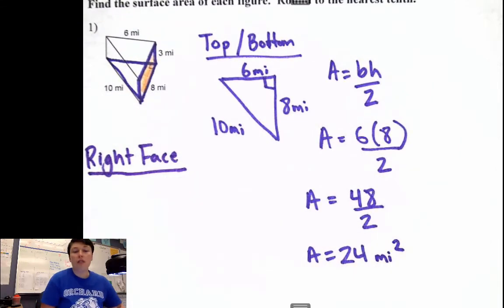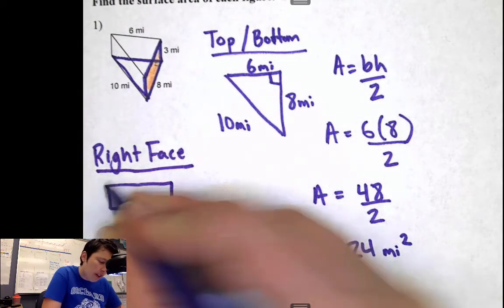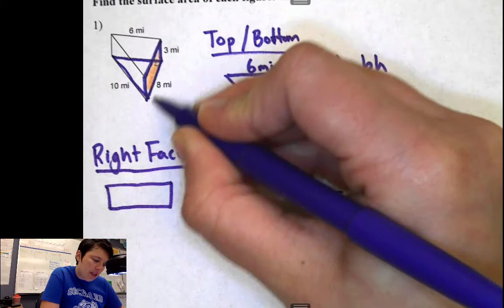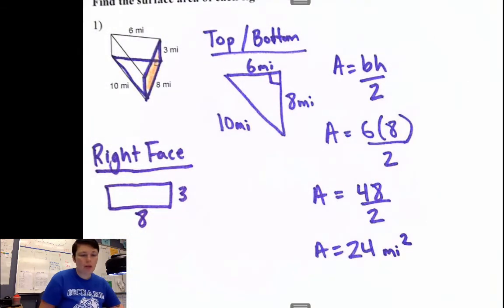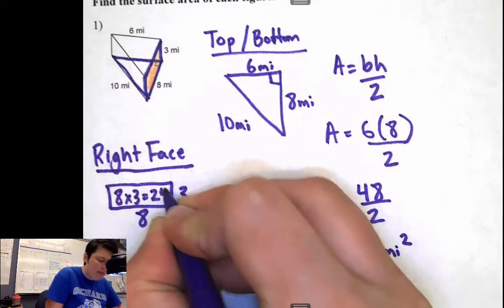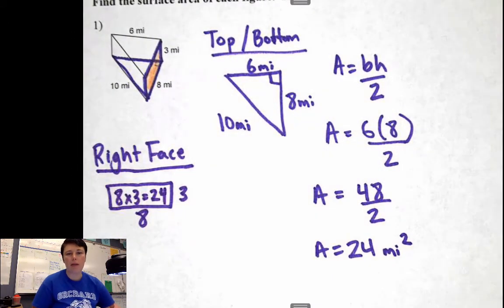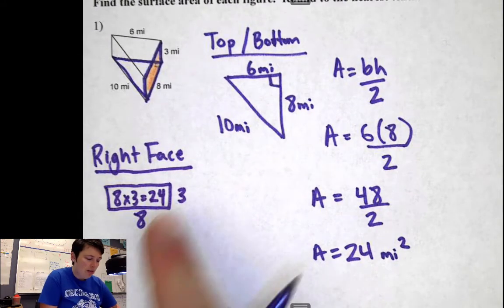And that right face looks like it's the shape of a rectangle. It looks like this. And if you look carefully at its dimensions, it looks like it's an 8 by 3. 8 miles by 3 miles. So 8 times 3 is 24. It has an area of 24 square miles. Oh, interesting. Same as the triangle. That's funny. So that's the right side.